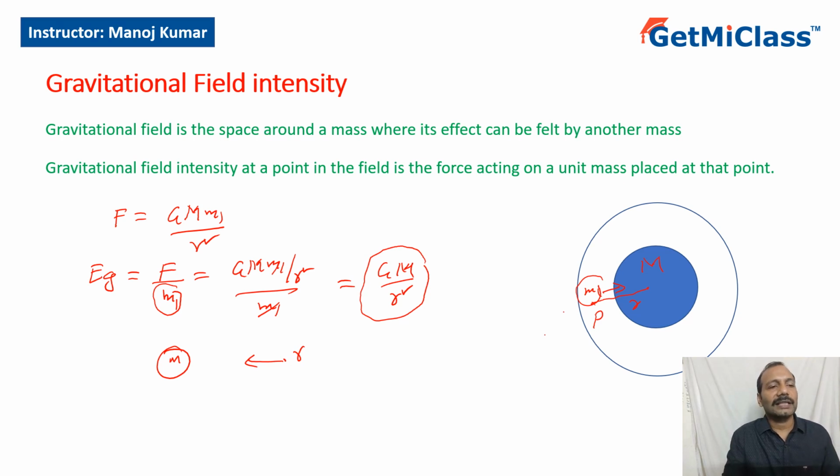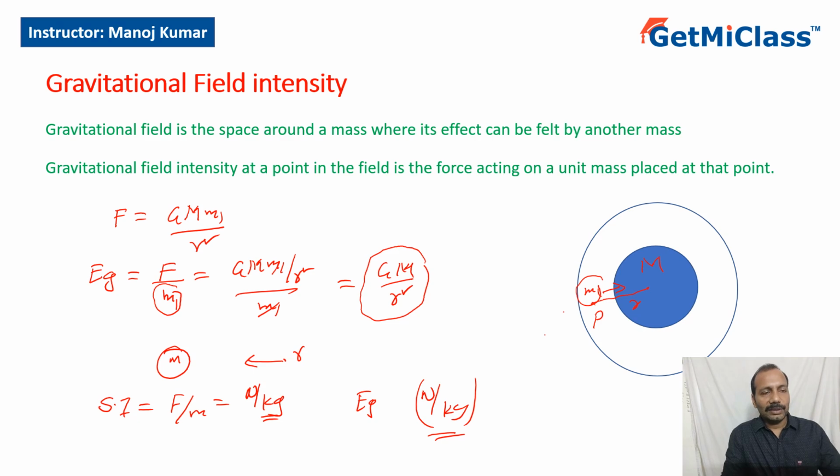So this is what is gravitational field intensity. In some books, gravitational field refers to gravitational field intensity. Now what will be the SI units of gravitational field intensity? This is force by mass. Force is Newton, so it will be Newton per kilogram. So SI units of E_G would be Newton per kilogram.